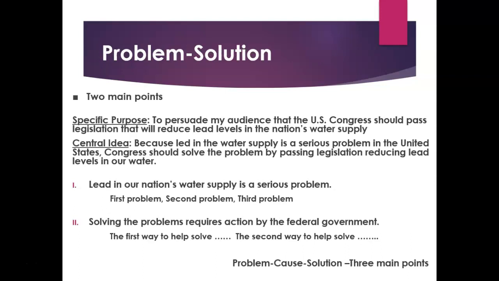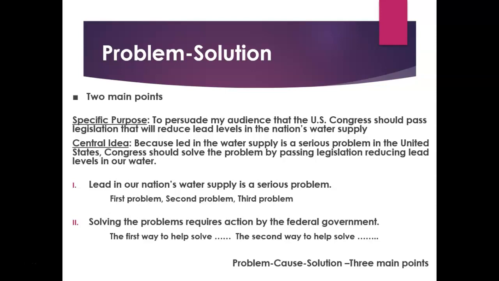This one has two main points. So here's an example of a specific purpose and the central idea, both of which need to go at the top of your outline. To persuade my audience that the U.S. Congress should pass legislation that will reduce lead levels in the nation's water supply. Again, appealing to that most basic level in Maslow's hierarchy of needs. Central idea: because lead in the water supply is a serious problem in the United States, Congress should solve the problem by passing legislation reducing lead levels in our water.